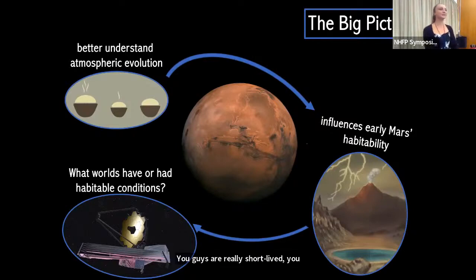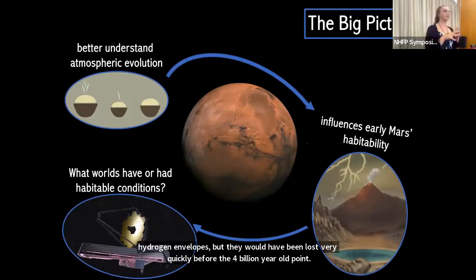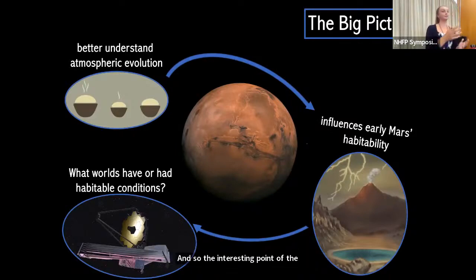Yeah, that's a great question. A lot of the rocky planets in the solar system might have started out with very rich hydrogen envelopes, but they would have been lost very quickly before the 4 billion year old point. And so the interesting point of the Mars geochemistry that I'm discussing is 3.7 to 4.1, so just after that point, and it's more of a secondary atmosphere.